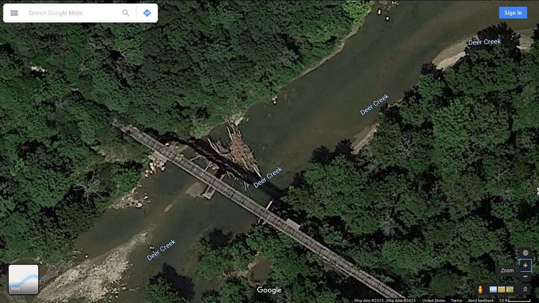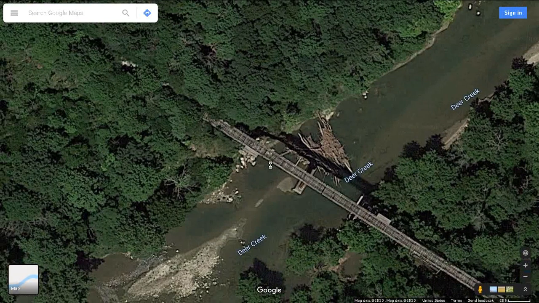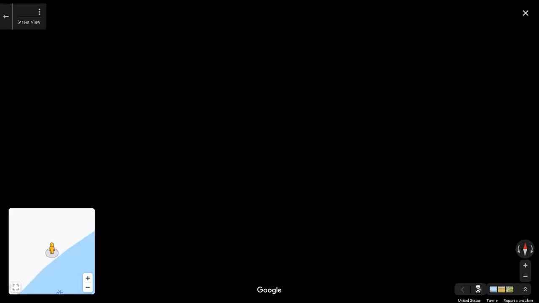Anyway, to review. Google has erased the two Google spheres that were sitting here when you hit that button there and it would light up. They're gone. Next, this is what you get instead.